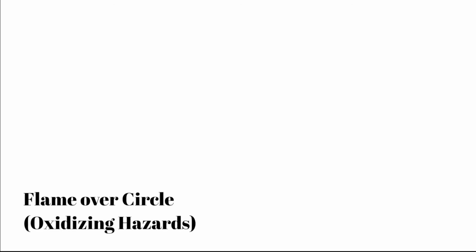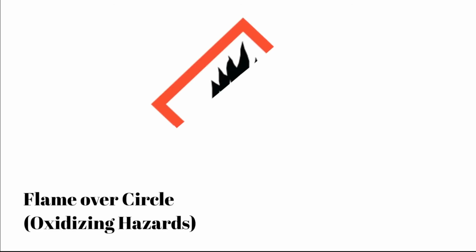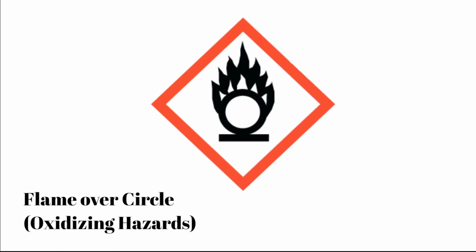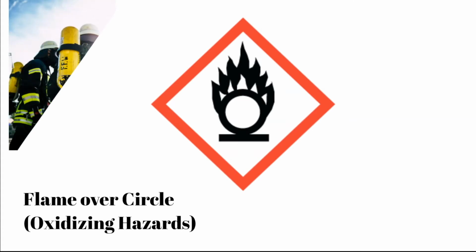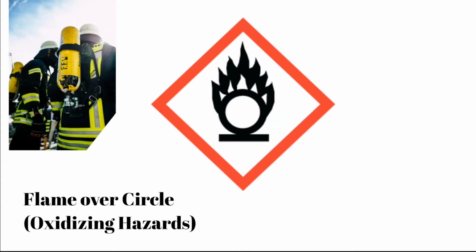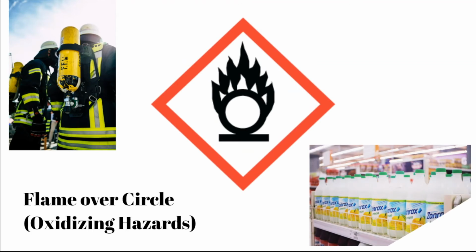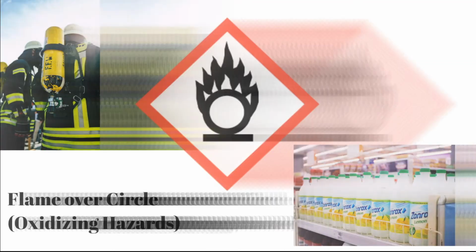Flame over circle. Oxidizing materials are materials that are extremely reactive to oxygen and generate a large amount of heat when they come into contact with the element, even under mild conditions. These materials do not burn themselves, but will improve the likelihood of combustible materials around them catching fire, such as wood, textiles or other flammable materials, with lower levels of heat needed to catch fire.